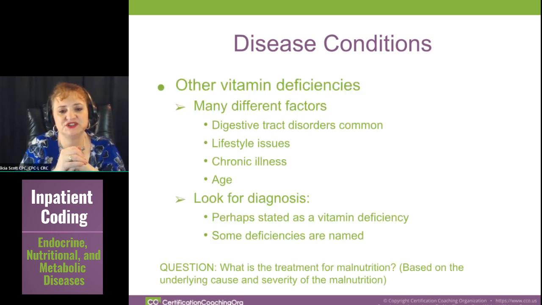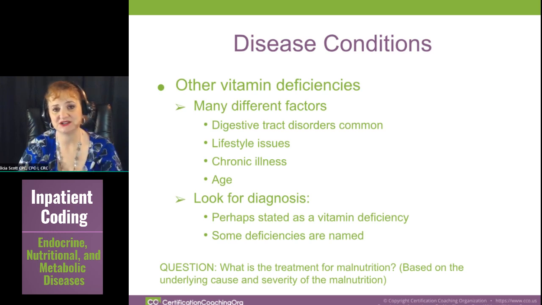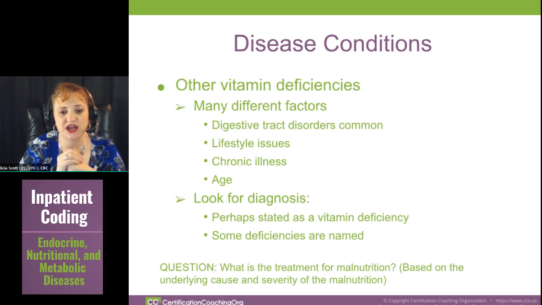Other vitamin deficiencies would be classified under what's causing the deficiency. Digestive tract disorders. Is it a lifestyle issue? Is it a chronic illness? Or is it the patient's age? And again, like I said, our geriatric patients often have vitamin deficiencies. Why? Because the digestive tract is just wearing out. It slows down with age. So look for other diagnoses that could be a cause or that need to be documented or are documented, and you need to capture it.